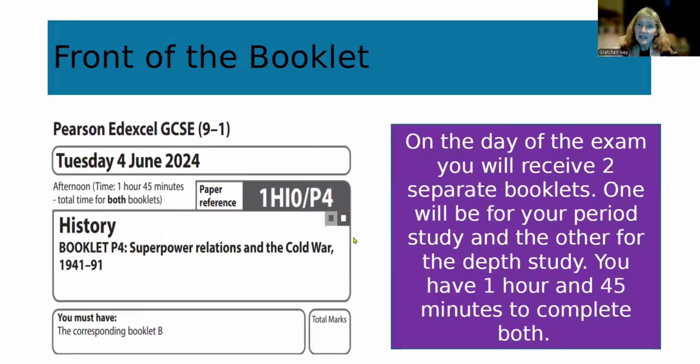Okay, so this is the front of the booklet, what you will see on exam day. This is one of the more recent ones, June 4th, 2024. You have an hour and 45 minutes, but that is to complete both booklets. So you'll get 2 separate booklets. You'll get this one, which is for the superpower relations, the P period study. You will get a separate booklet for the other one. You will get 1 hour and 45 minutes to complete both of them.